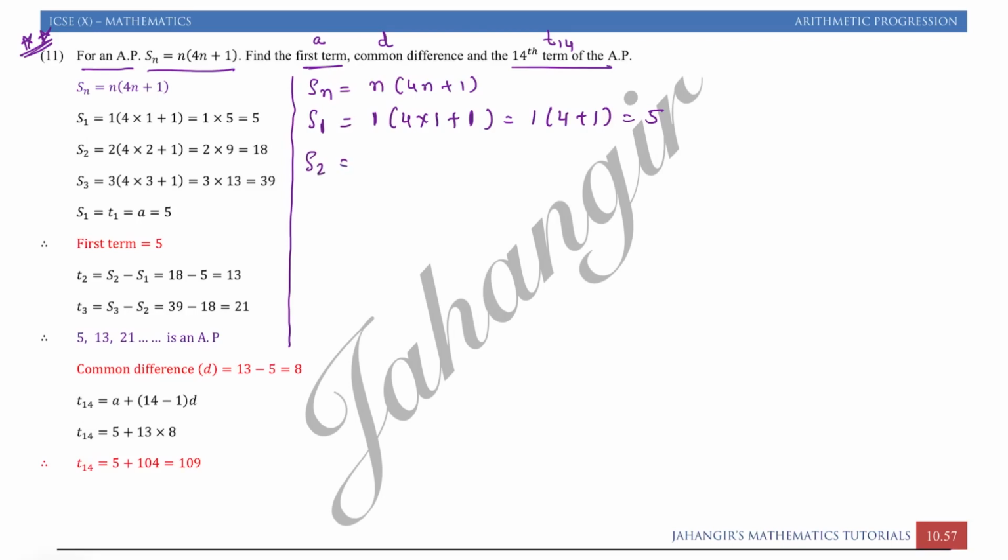S2 gives 2 into 4 into 2 plus 1, that is 2 into 8 plus 1, 9, that is 18. S3, we can find up to S3. 3 into 4 into 3 plus 1, that is 3 into 13, which is 39. Now I will explain you the logic.